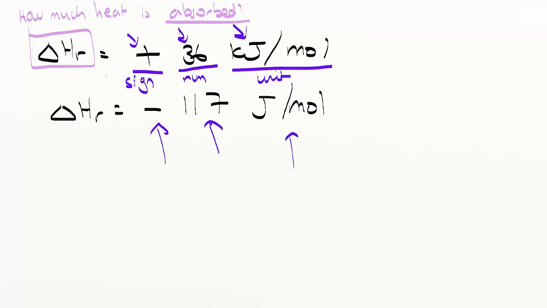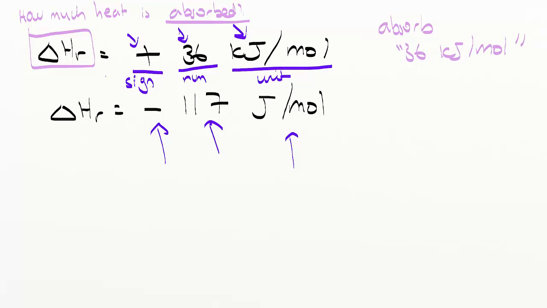So how do I think about this? As I mentioned before, we think of the delta HR as how much heat is absorbed in this reaction. So the way I think about the first example is delta HR, how much heat is absorbed? Well, how much heat is absorbed is positive 36 kilojoules per mole. So that means positive 36 kilojoules per mole is absorbed. So this reaction is going to absorb, for this example's sake, 36 kilojoules per mole. That's the way I think about it.